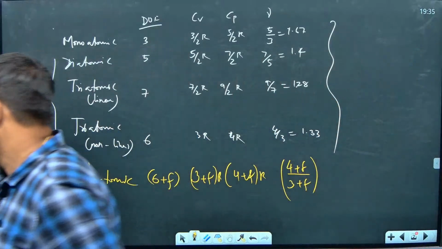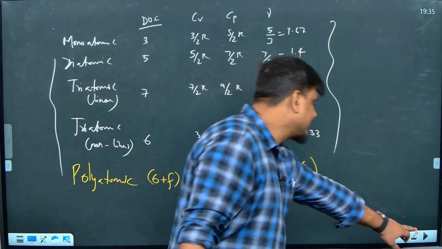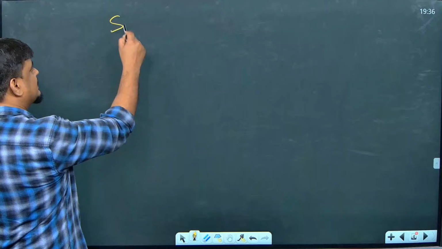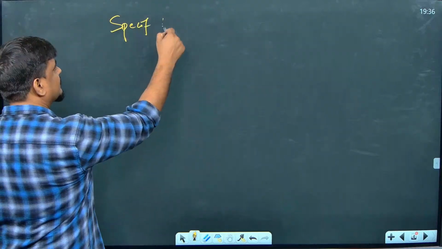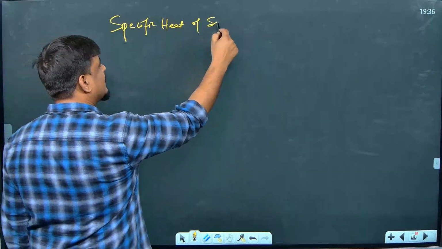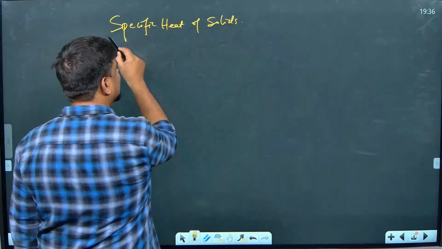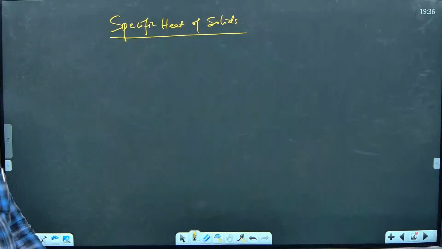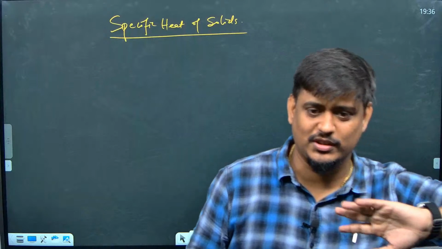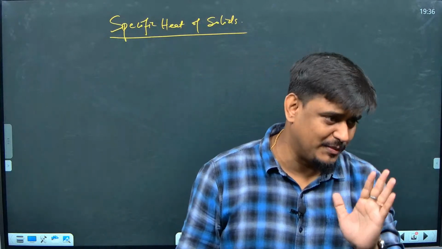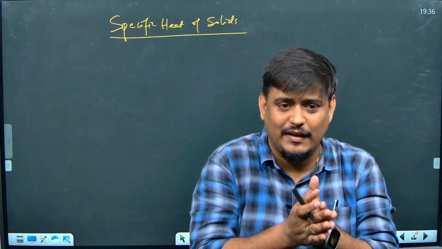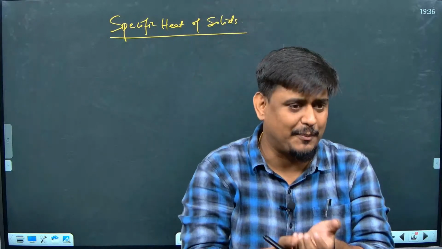Clear? Coming to the next topic in this chapter, where we are going to learn about the specific heat of solids, in terms of degree of freedom, nothing else. So in solids, molecules will not have a chance to undergo translatory motion or rotational motion, but still they can undergo vibrational motion, am I right? Because in solids, the molecules are tightly packed. They won't have space to go and reach the other part. That's what happens in the case of solids.